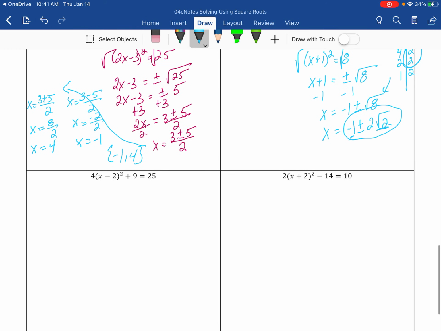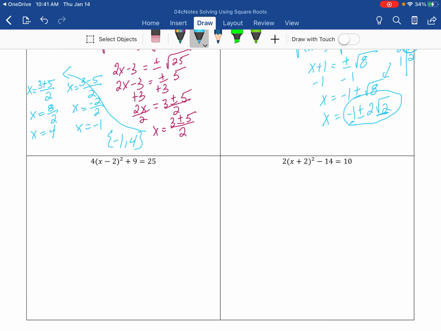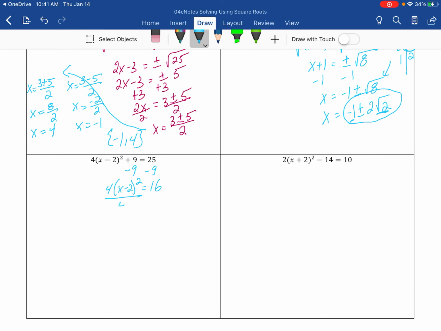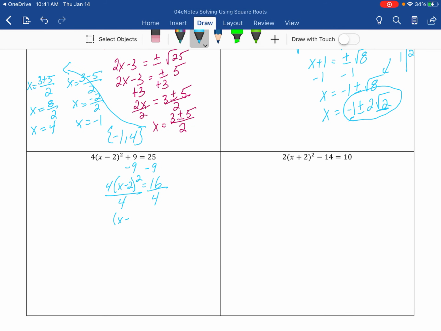Just a couple other practice problems. I'm just going to go through these relatively quickly. These are not much different. Subtract 9, 4 times x minus 2 squared is equal to 16. I then divide by 4. Okay, so I get rid of everything that's outside the radical. So sometimes there's a number there. And so this is going to be x minus 2 squared is equal to 4.